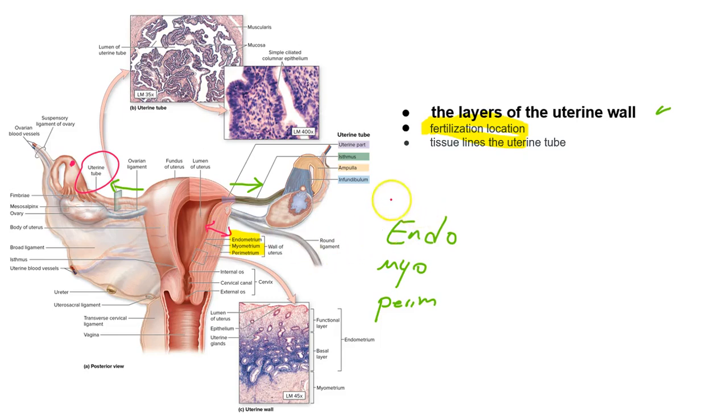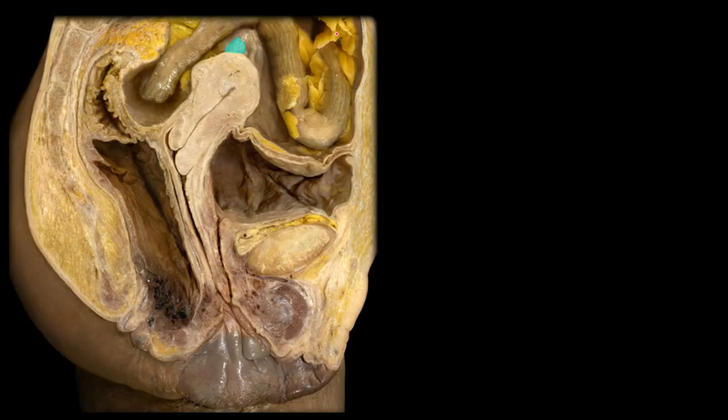What else should you know? The epithelial tissue lining the uterine tube is simple ciliated columnar epithelium, as you can see here. So make sure you know the 3 layers of the uterine wall. From innermost to outermost, we have endometrium, myometrium, and perimetrium. The fertilization location is the uterine tube, and the epithelial tissue lining the uterine tube is simple ciliated columnar epithelium.